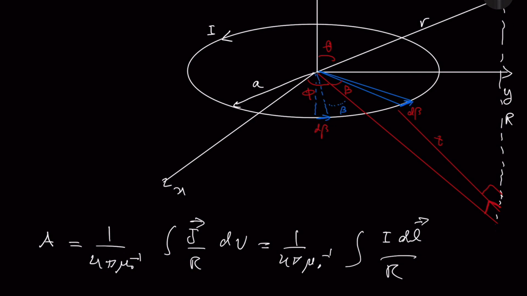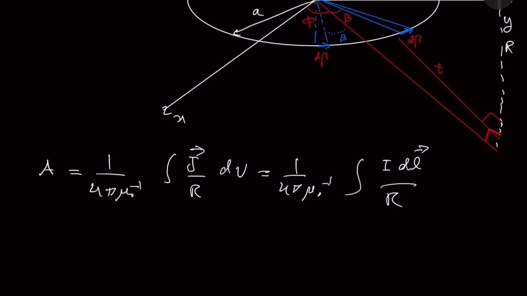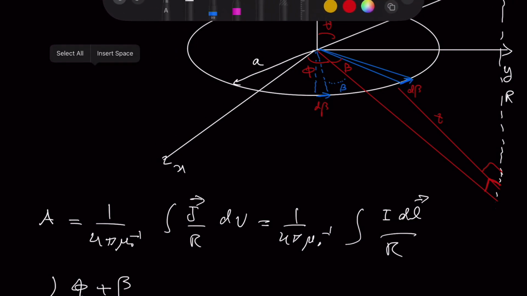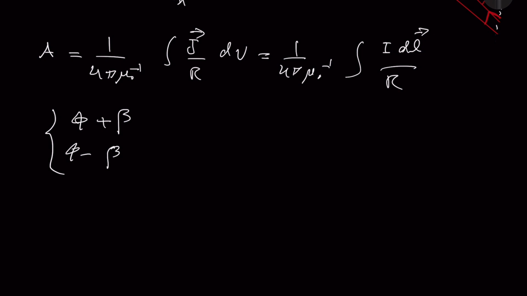Now, if I want to focus on P, there are going to be two currents, like these blue ones that you see here. These blue delta currents at the two angles, phi plus beta and phi minus beta, these two are going to be causing a field, a vector potential in the direction of the phi angle at that phi.